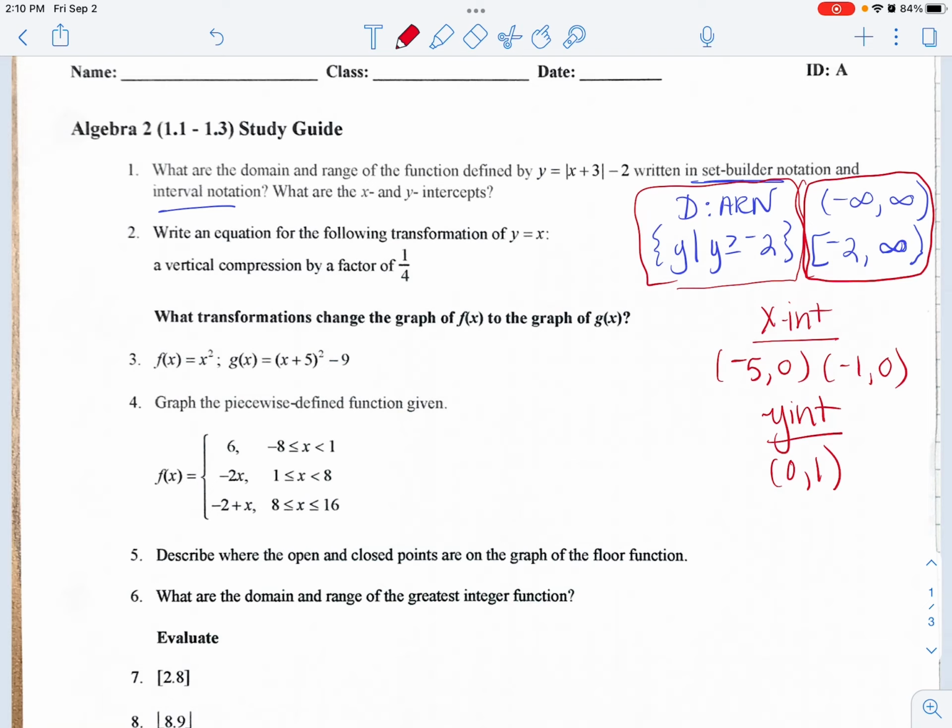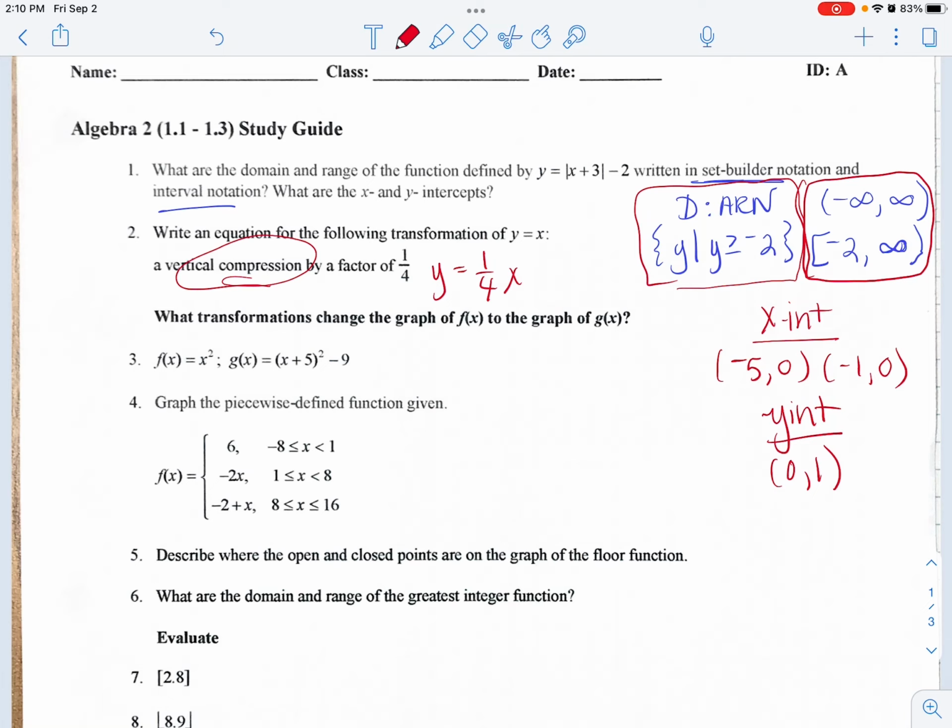Okay, so for number 2, writing the transformation of vertical compression by a factor of 1/4, that would be not f of x, that's a y. y equals, and since it's a compression, we're just multiplying, so it's literally just 1/4 times x.